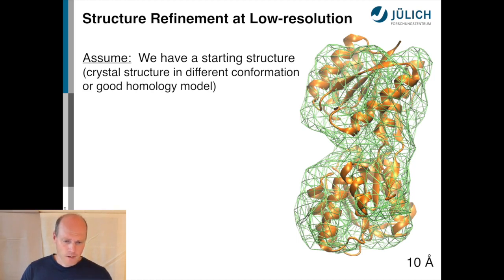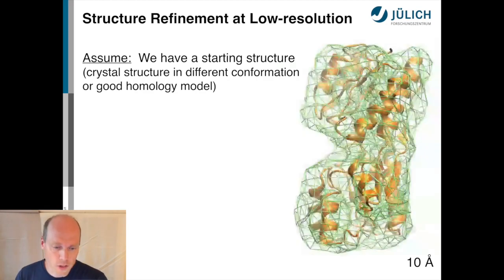So let's say in this example you have a starting structure. It could be a crystal structure or a homology model in some conformation, and now you have a low resolution density map in a slightly different conformation. Let's say this is very low resolution, a 10 angstrom structure, and you see that this structure doesn't really fit into the density map. So now you want to optimize and refine your structure into this low resolution density map.